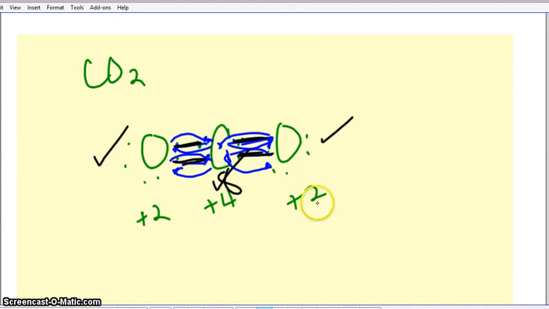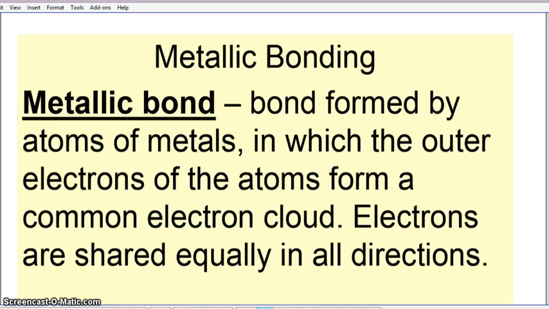Okay, so let's go ahead and look at the next one here, metallic bond. Now, when I talked about compounds, compounds can happen between a metal and a metal, and it can also happen between a metal and a non-metal. A compound is just those two: a metal plus a metal, or a metal plus a non-metal.